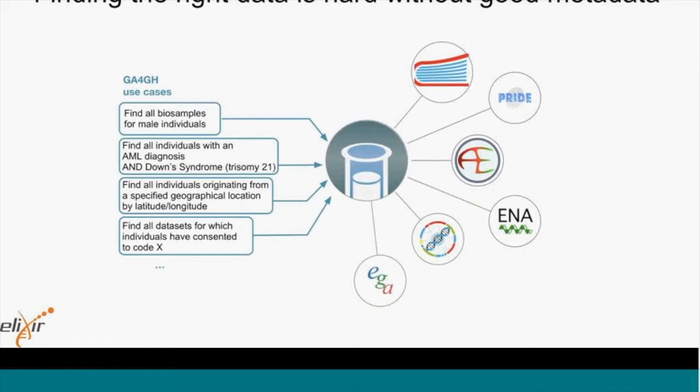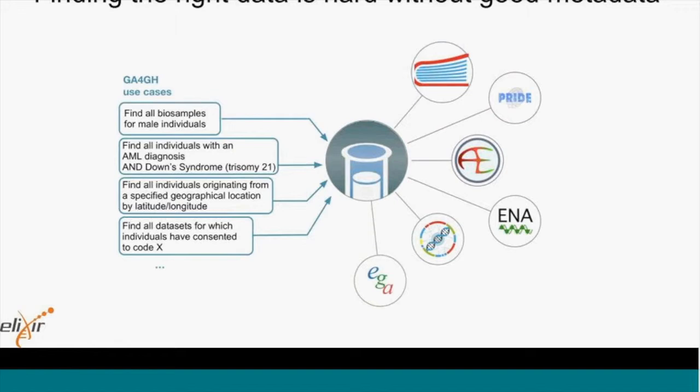And again, we're trying to find the right data. So this is an example of use cases from the Global Alliance for Genomics and Health. We really want to be able to query Biosamples to say, hey, can you give me all the samples of people that are male, over 70 years old, and have lung cancer?